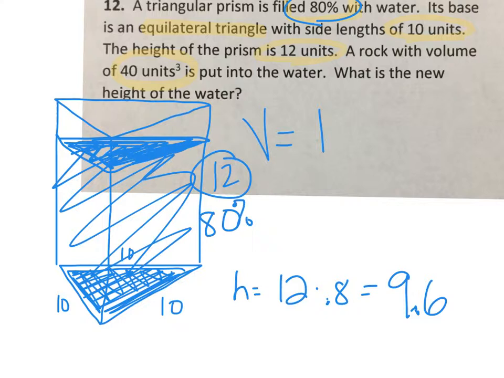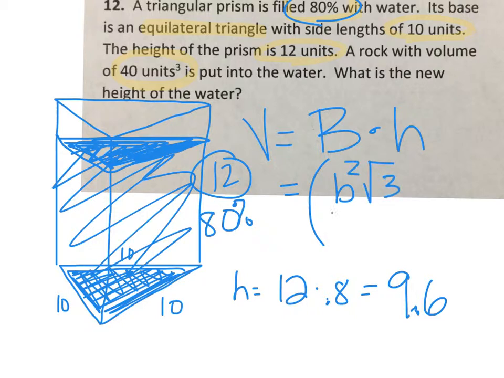Since volume is area of the base times the height for all prisms, and even though it has a triangle base, it is still a prism, that means the volume formula becomes base squared times the square root of 3 divided by 4, times the height.